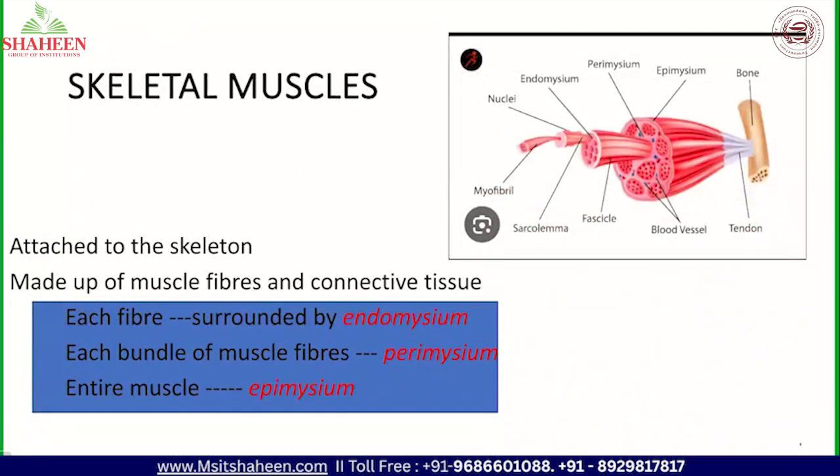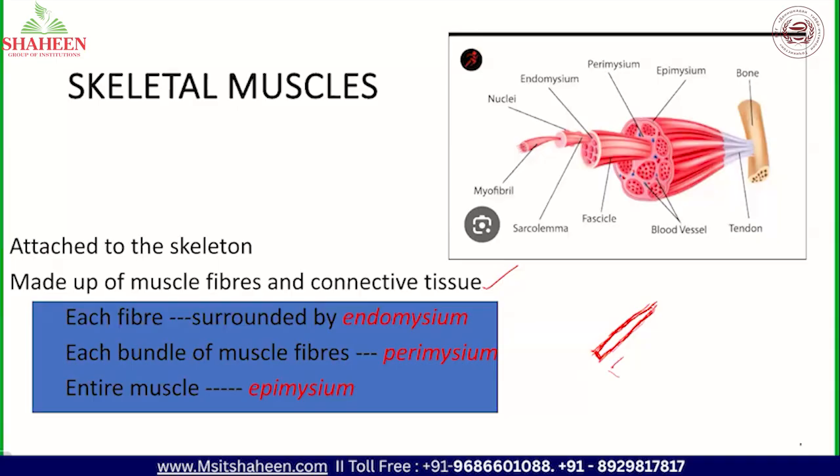Next we are going to learn some detail about the skeletal muscle. The skeletal muscle is attached to the skeleton and is made up of muscle fibers and connective tissues. You can see that a single muscle fiber is surrounded by a connective tissue known as endomysium.